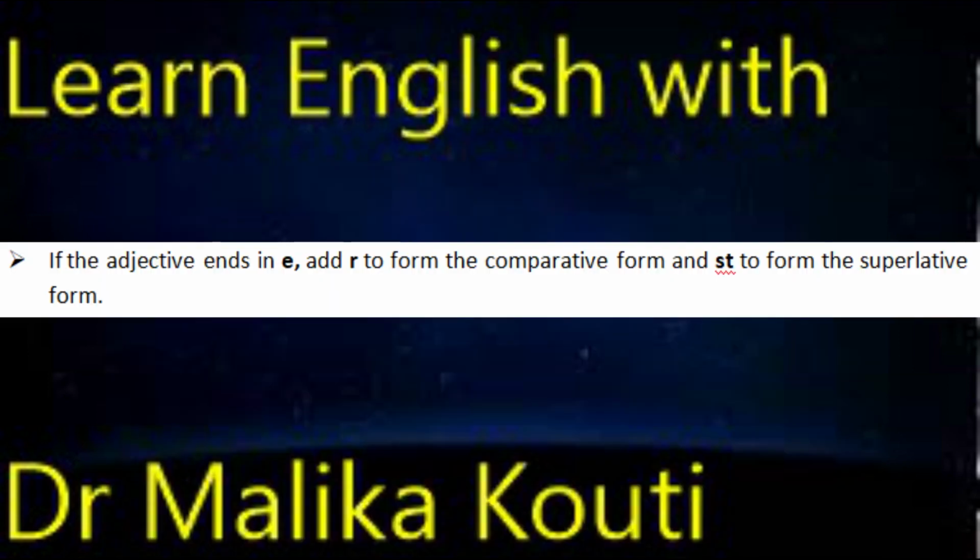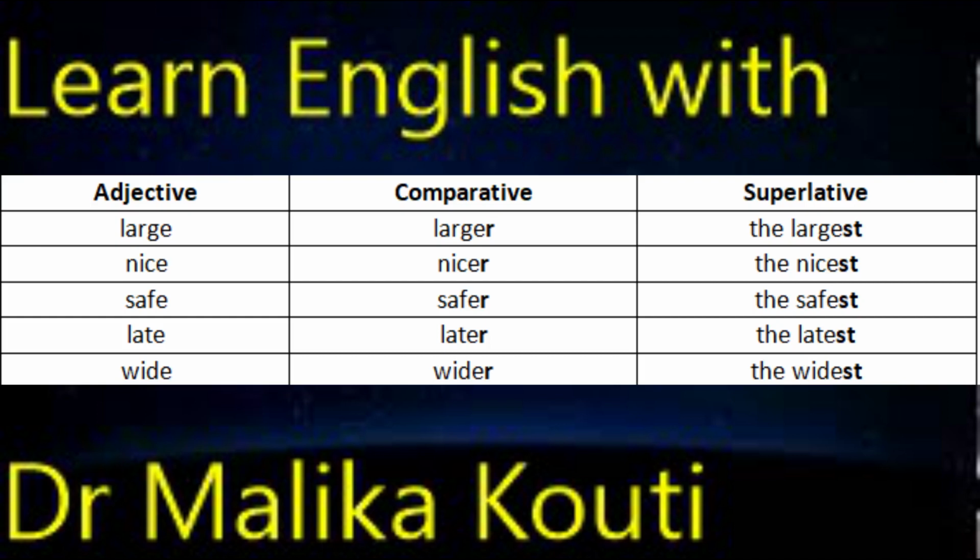Great. Now there are some rules. If the adjective ends in e, add r to form the comparative and st to form the superlative form. Let's take examples. Look at this table. You've got three columns, one for the adjective, one for the comparative, and another one for the superlative. Large, larger, the largest. Nice, nicer, the nicest. Safe, safer, the safest. Late, later, the latest. Wide, wider, the widest.